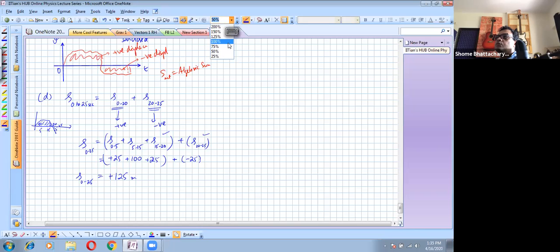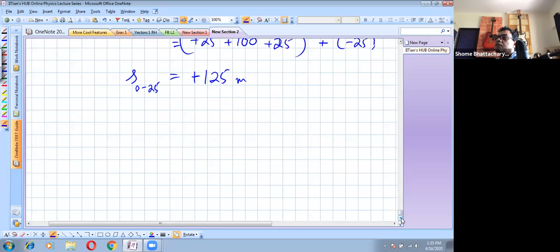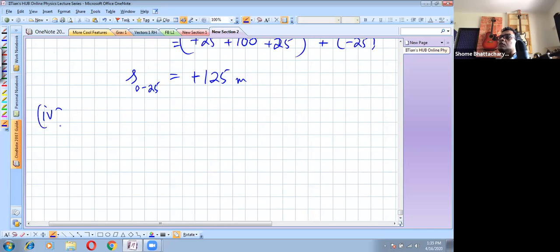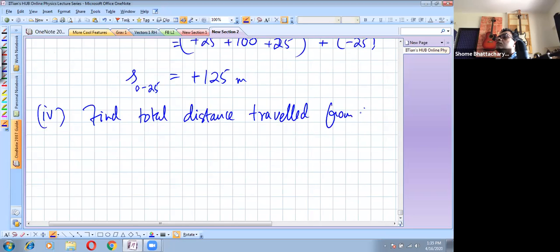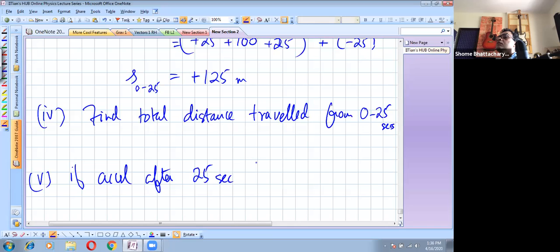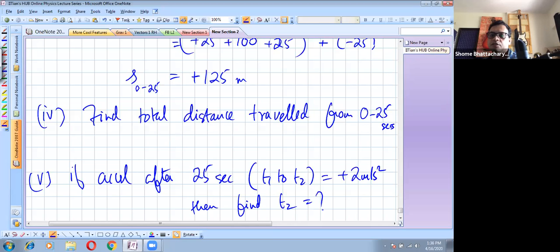Now, considering the same series of questions, if I were to ask you what is the total distance traveled, if I were to ask you in a fourth part, find the total distance traveled from 0 to 25 seconds. So just work this out, and I'll also ask a fifth part. If the acceleration after 25 seconds, that is from T1 to T2, is equal to plus 2 meters per second square, then find T2. So these are the final two things that I'm asking in the same question. Okay.